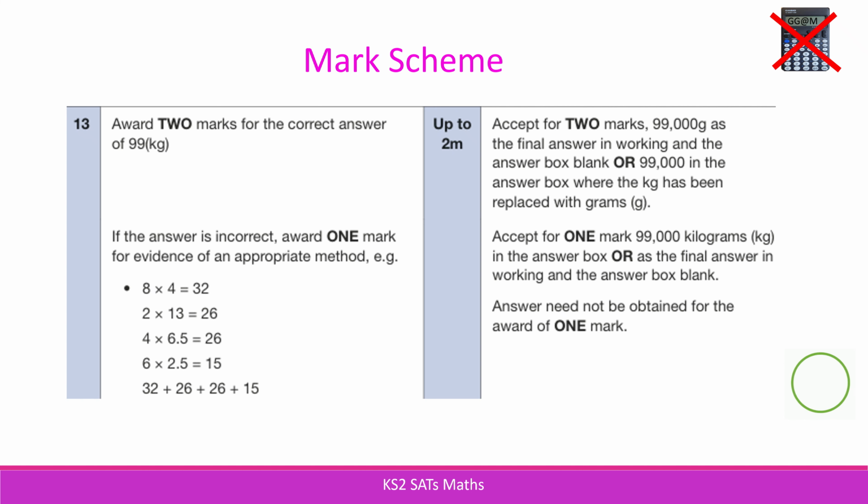The mark scheme on this question shows the answer is 99 kilograms for 2 marks, or up to 2m, which means up to 2 method marks. You will get 1 mark for showing all this information down here and then trying to add, or for making a simple mistake. You can get 2 marks for getting 99,000 grams, as long as you've included the unit. There is other information over here to be able to tell you what you need to do to gain the 1 mark, or whether it's worth 2 marks.